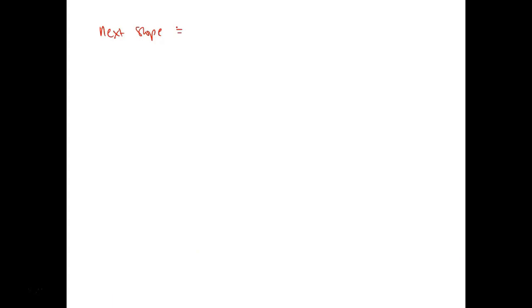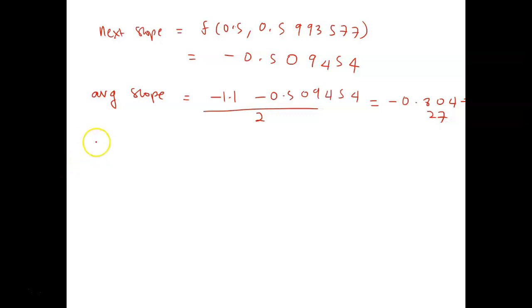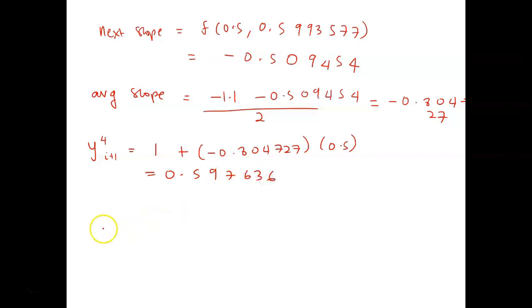The next slope is when x is 0.5 with the third iteration data, which is 0.599357. Just substitute this into the slope equation, and you will get negative 0.509454. Now you calculate your average slope, and you will get negative 0.804727. Now you can calculate your fourth iteration. Still use the 1, the initial condition, plus the average slope, negative 0.804727 times 0.5, and you will get 0.597636. So you can calculate your EA.